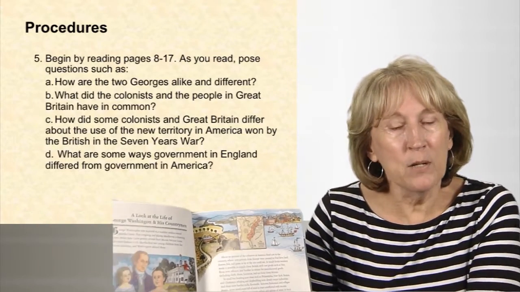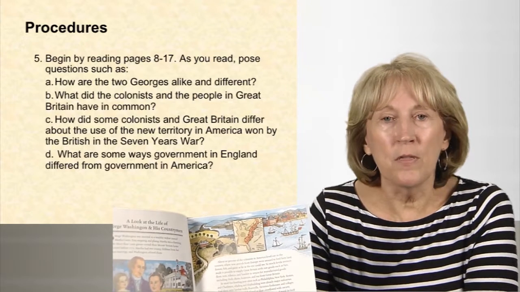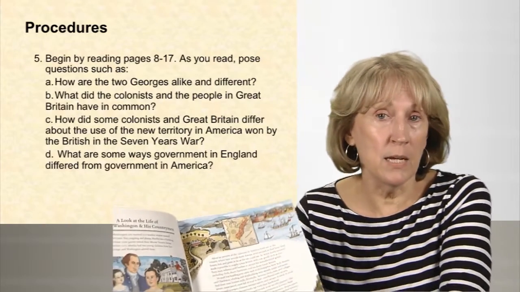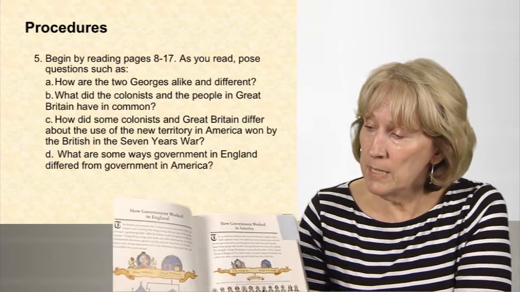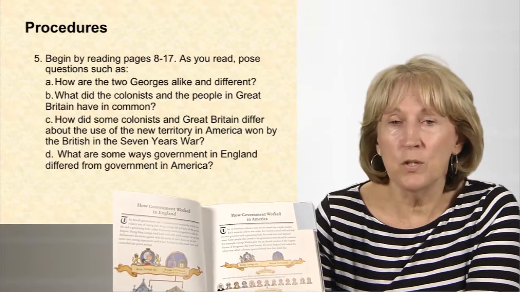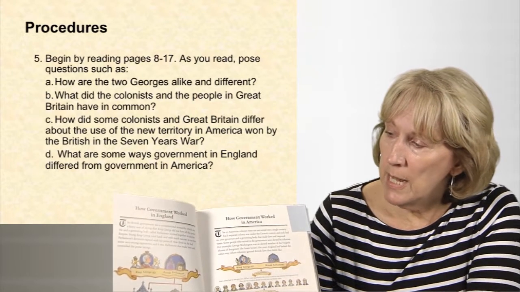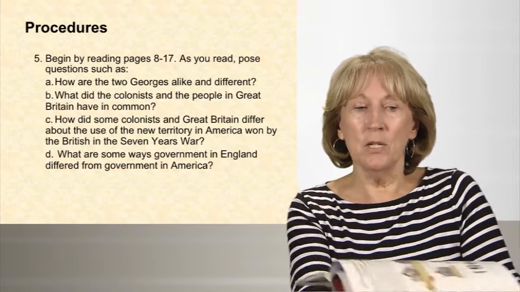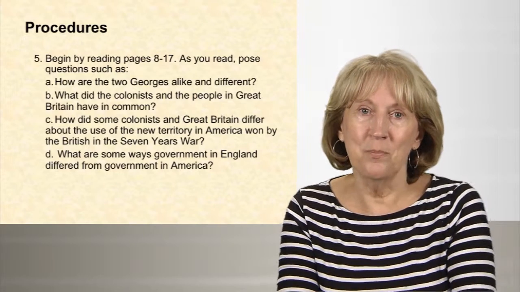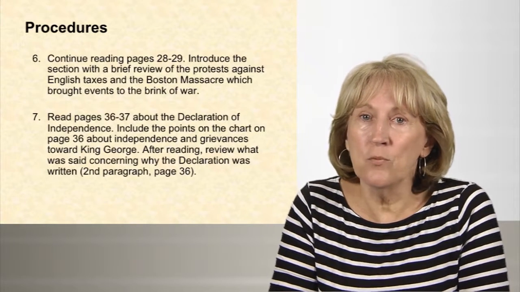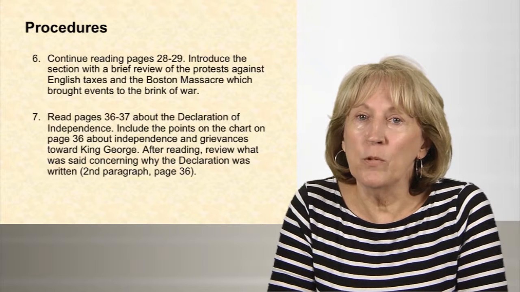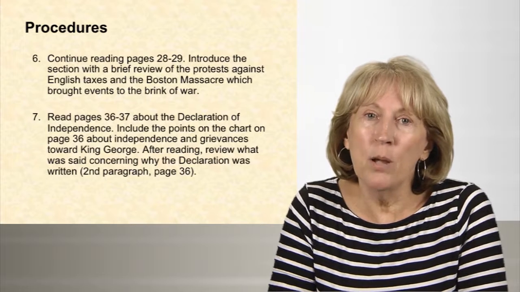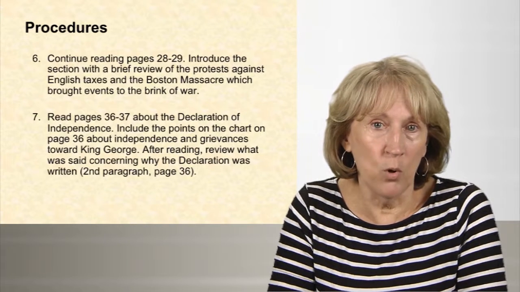So as you're showing and reading this, you can have students answer or think about things such as, how are the 2 men alike and different? How was life in the colonies different from life in England? And last of all, it does compare the 2 governments: government in England and how it worked, and how government worked in America. So this gives the students some background information as they enter into the lesson. So you can continue reading pages 28 to 29, which talk about the English taxes, the Boston Massacre, and brought both sides to the brink of war.